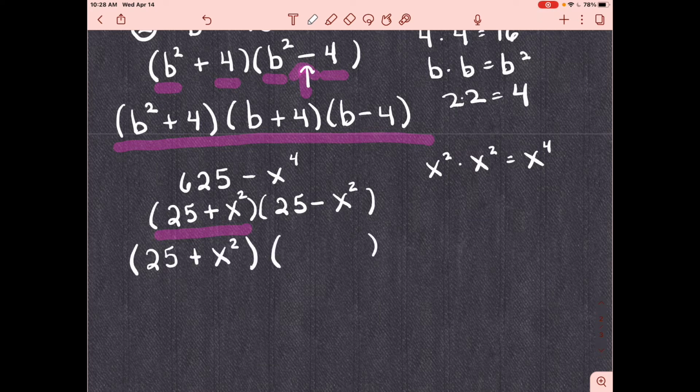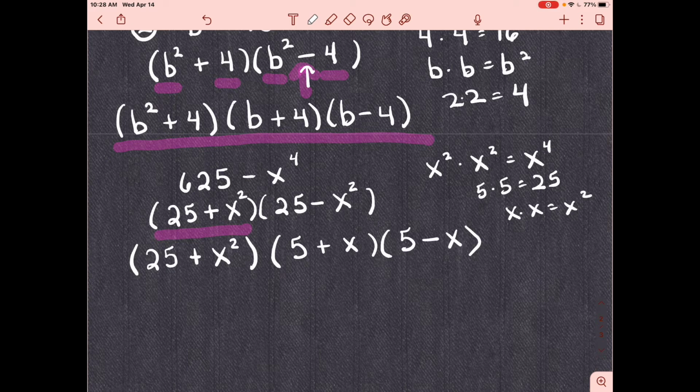And the second one is going to factor some more because 25 is a perfect square and x squared is a perfect square. 5 times 5 is 25 and x times x is x squared. So we're going to have 5 plus x and 5 minus x. We can use FOIL to check ourselves, but this is completely factored. This one cannot go down any further, even though it has a perfect square and a perfect square. It has a plus sign. And then we have 5 plus x and 5 minus x.